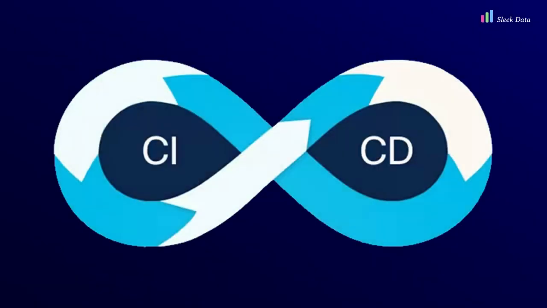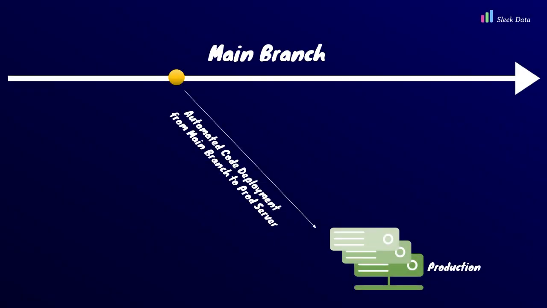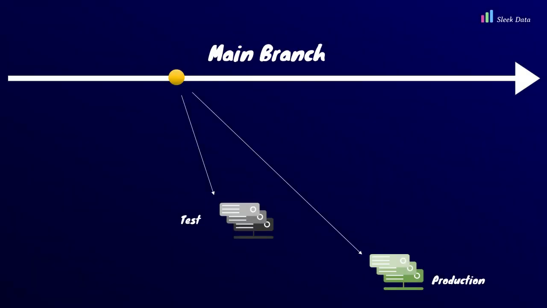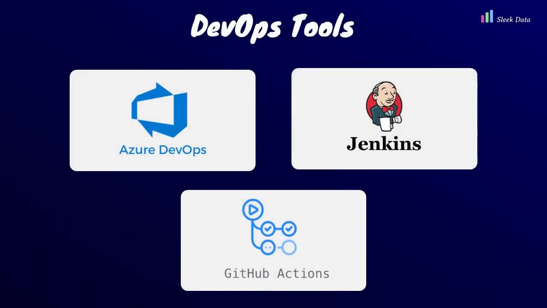The next step in this journey is continuous delivery, or CD, which picks up where continuous integration leaves off. Continuous delivery involves automating the deployment of code to production servers immediately after it's merged into the master branch in the code repository. In a typical project setup, there could be one or more test and pre-prod environments before the code is released to production. Several tools are available for setting up these continuous delivery pipelines, such as Azure DevOps, Jenkins, and GitHub Actions.